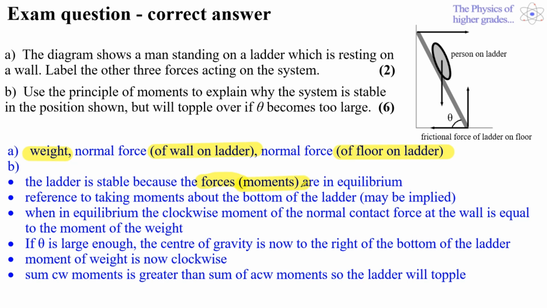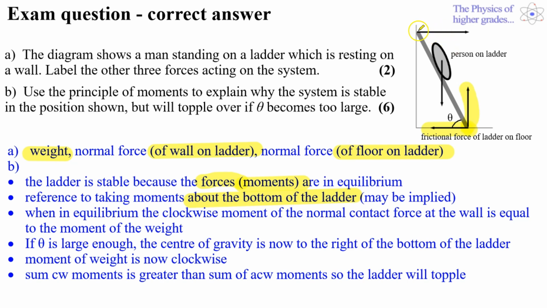We could, at this stage, write what we mean by the principle of moments: the sum of the clockwise moments about a point is equal to the sum of the anti-clockwise moments, and that would get a mark. But we need to define where the pivot is. The pivot is this point here. We're going to take moments about the bottom of the ladder. If you've mentioned that the pivot is at the bottom, that would get the 2nd mark. We could say that these 2 forces, the frictional force and the normal force at the bottom, go through the pivot, so they will have a moment of 0.